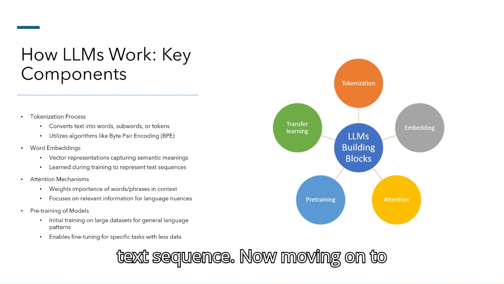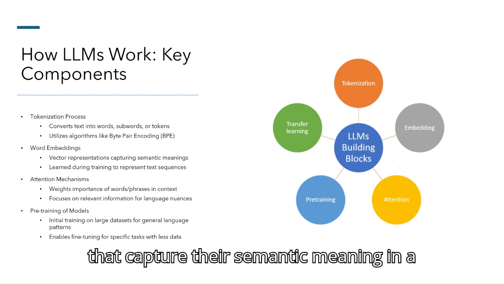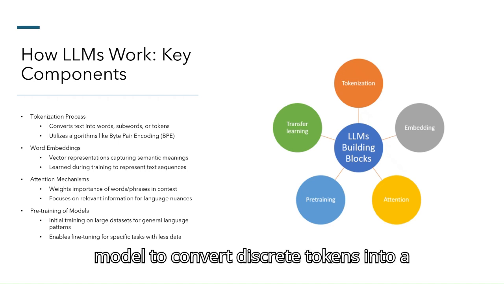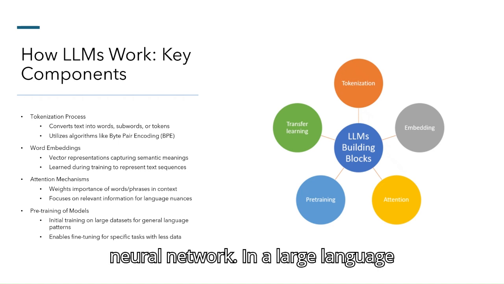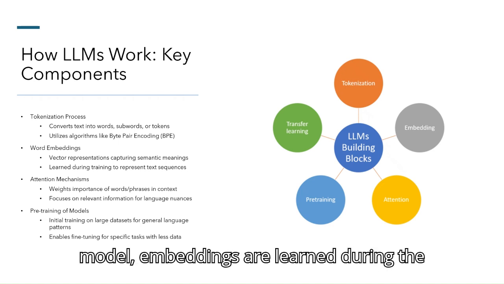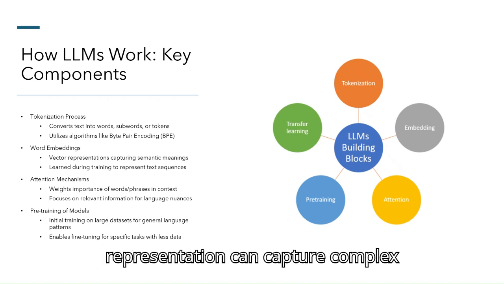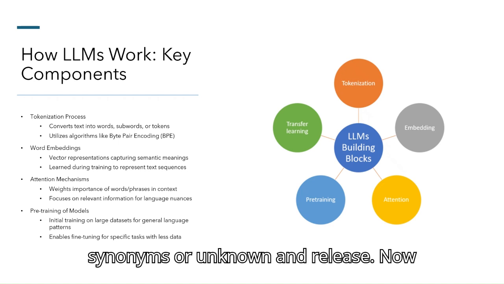Now moving on to embeddings. Embeddings are continuous vector representations of words or tokens that capture their semantic meaning in a high dimensional space. They allow the model to convert discrete tokens into a format that can be processed by the neural network. In a large language model, embeddings are learned during the training process, and the resulting vector representations can capture complex relationships between words, such as synonyms or analogies.